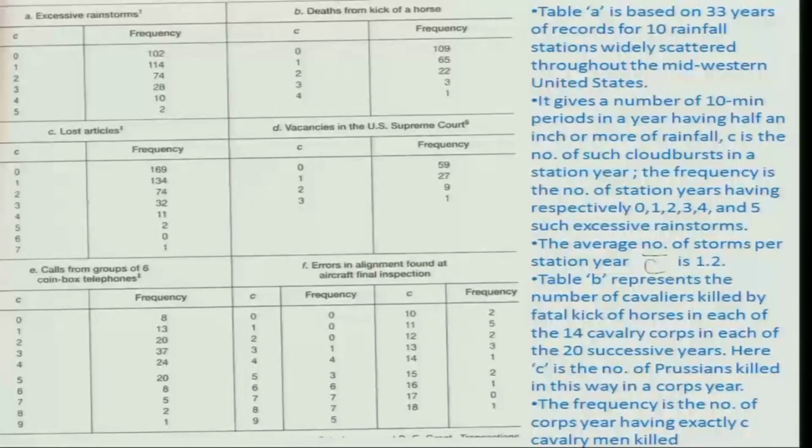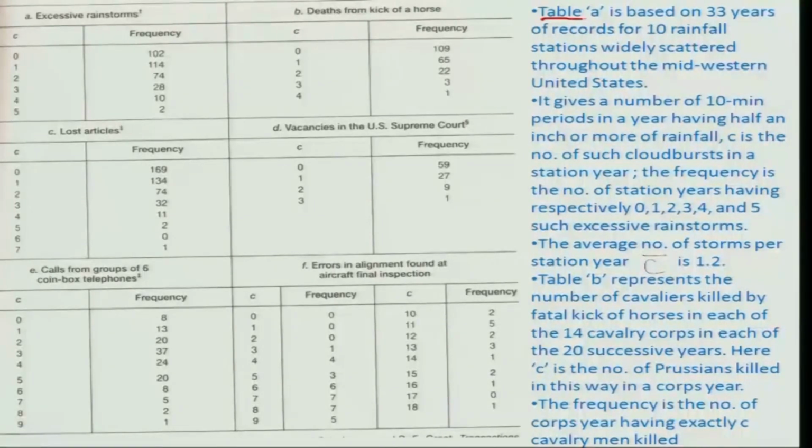We are going to start today looking at some of the other kinds of databases which are available, and then trying to see if the binomial or some other distribution would work in that particular case. This right here shows 3 different tables, actually 6 different tables, where you have different situations recorded in terms of some value and a frequency. Let us say table A. So, table A is based on a 33 year record for 10 rainfall stations.